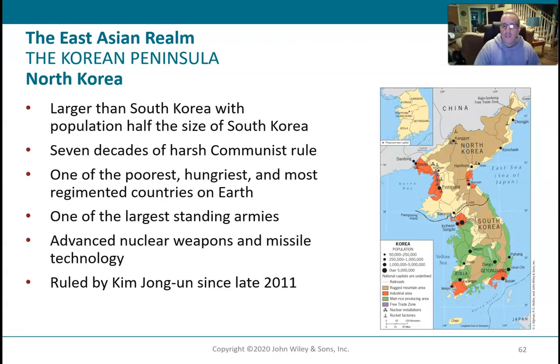In North Korea, I should have put a picture of this in here. If you look at a satellite image of the Koreas at night, South Korea is lit up like crazy with all the cities. North Korea is dark because there's hardly any electricity in the country except in Pyongyang, the capital. It's just deathly. It's a very, very poor country, and it's essentially a cult. People worship their leader, Kim Jong-un. Since late 2011, he's ruled, and it's a communist dictatorship, but they have to worship him almost like he is a god.